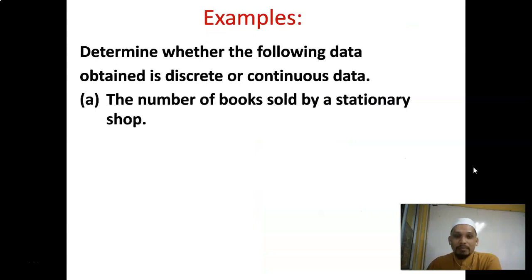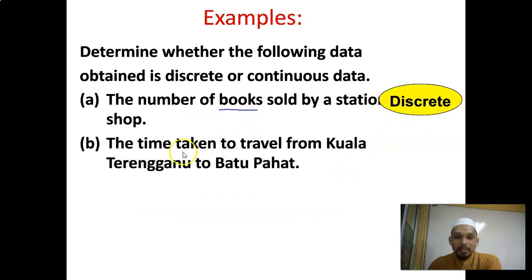So for examples, the number of books. Okay, books we can count one by one. So the number of books sold by a stationery shop is discrete. Time taken to travel from Kuala Terengganu to Batu Pahat: if the time taken can be measured exactly in hours, for example, 2 hours, 3 hours, 4 hours, 5 hours only, then we call it discrete.